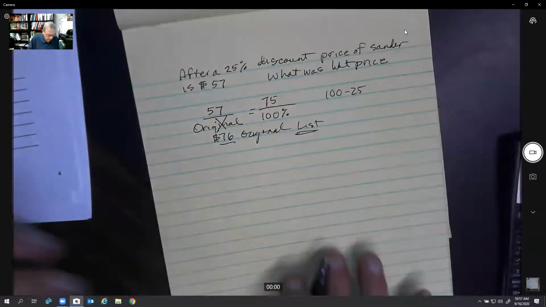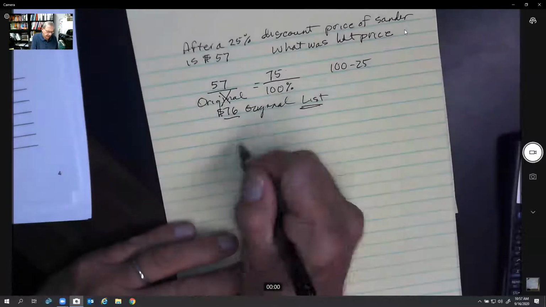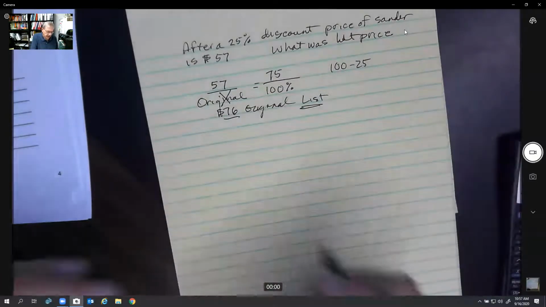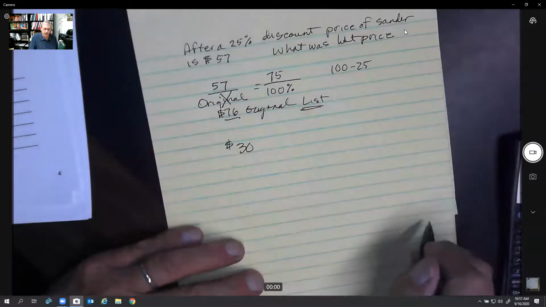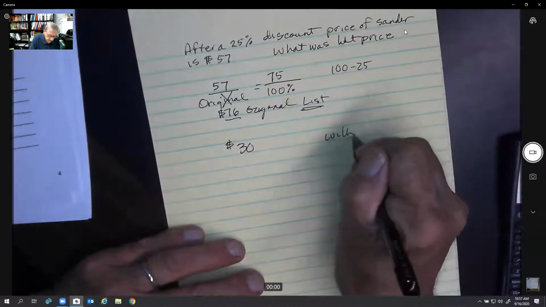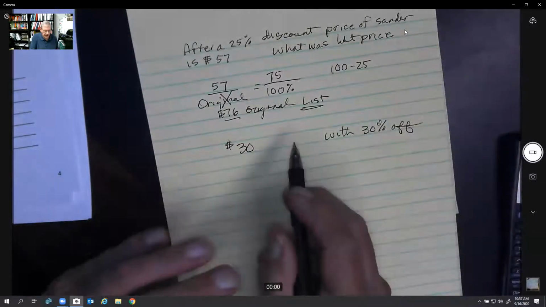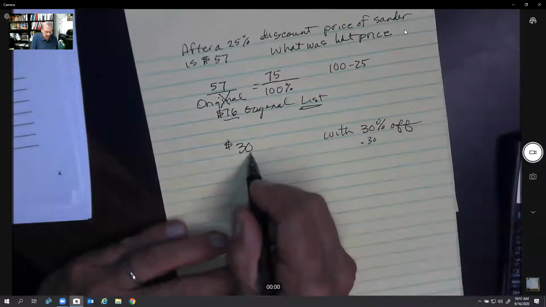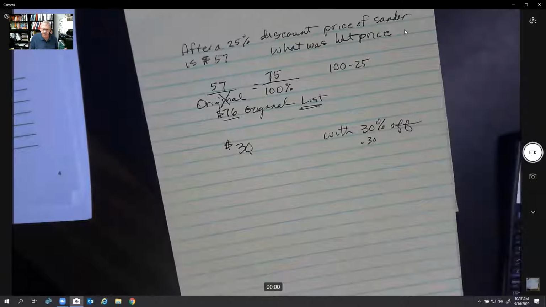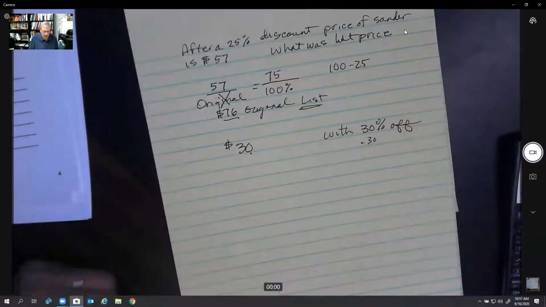Okay, so let me go over something with you. Let's say you go to JCPenney's and you find a pair of pants or something like that, and they're $30. But they're giving you 30% off. Okay, so if I change this to a decimal, and I take the 0.30 times 30 right here, I'm going to get $9. That's my discount. And then if I subtract the $9 from the 30, I'm going to get $21. It's going to cost me $21 for these jeans.